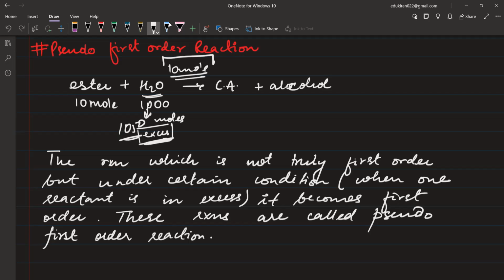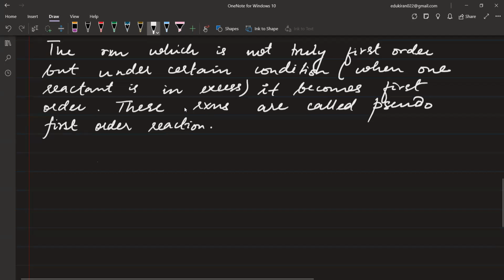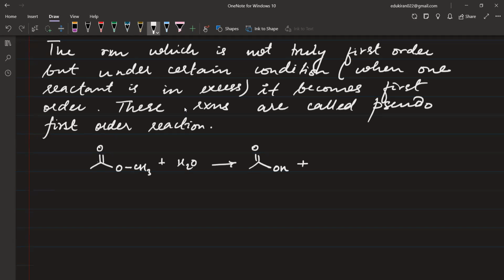And in the example, we are going to write the same reaction of ester and water. I'm writing the structure of ester only: CH3, C double bond O, O, and then again one CH3, plus water, is going to give you CH3, C double bond O, OH, plus CH3OH. So ester plus water gives you carboxylic acid and alcohol.